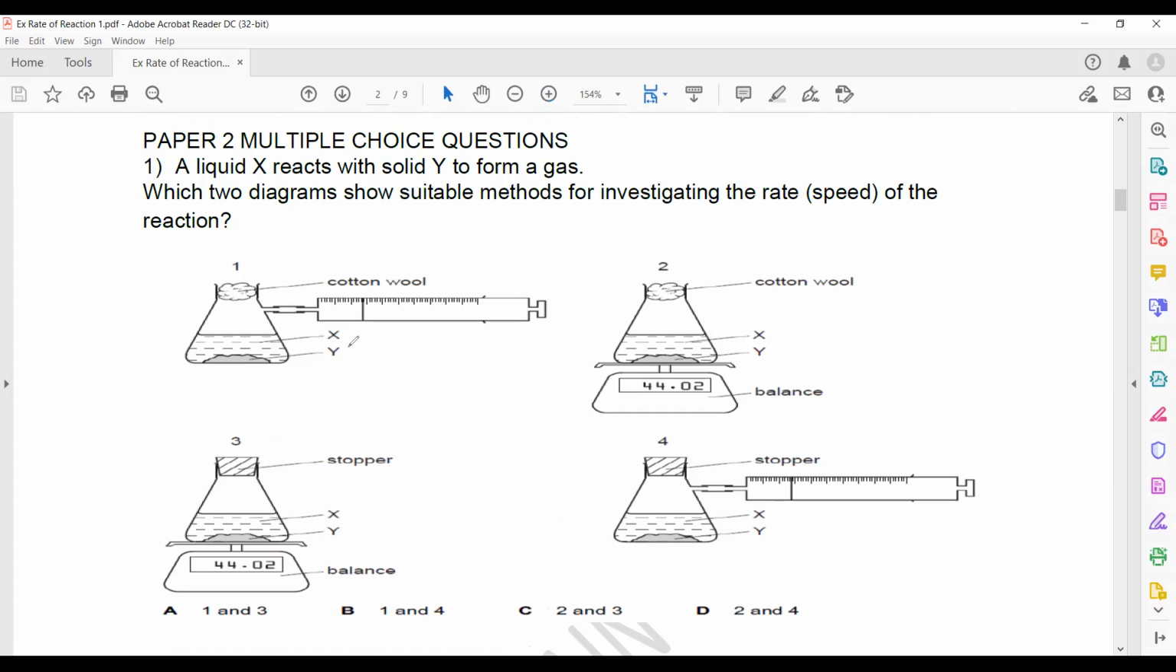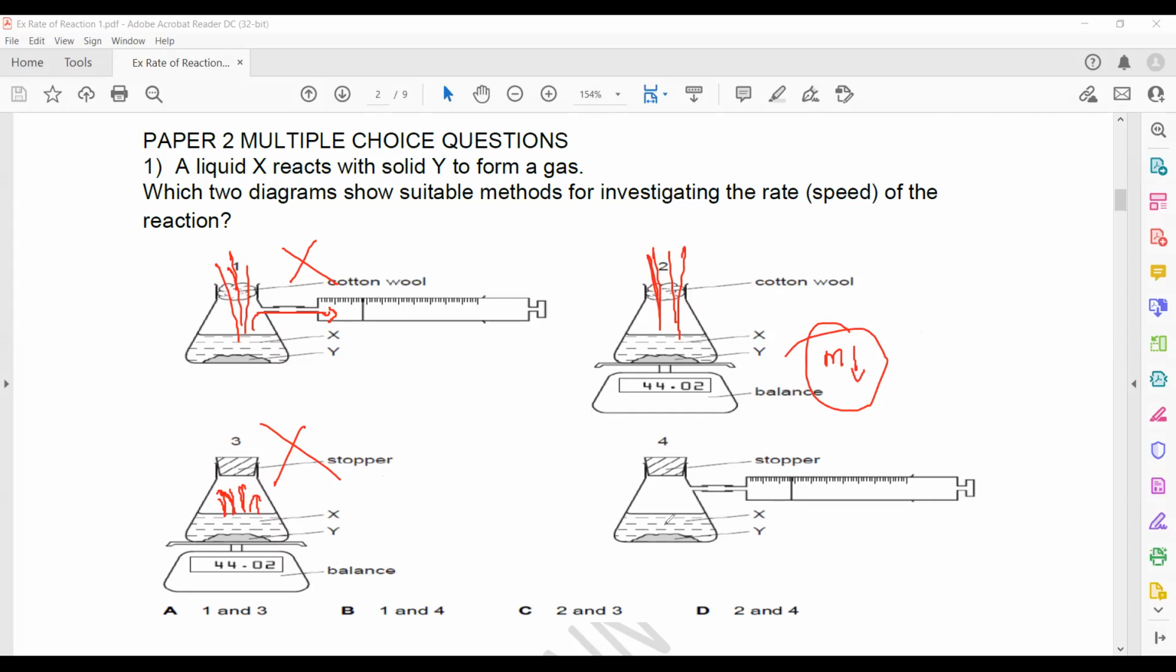You have to check each one. For example, why is one wrong? Because there is cotton wool, so some of the gas will escape and some of the gas will enter the syringe. So one cannot be an answer. When we check two, there is cotton wool, so gas can pass through the cotton wool. So the mass of the contents in the flask will decrease, and we can measure the rate by change in mass divided by time. What about three? There is a stopper. Gas is given out, but the stopper does not allow the gas to escape, so there will be no change in the mass. If there is no change in the mass, we cannot measure the rate or the speed of reaction.